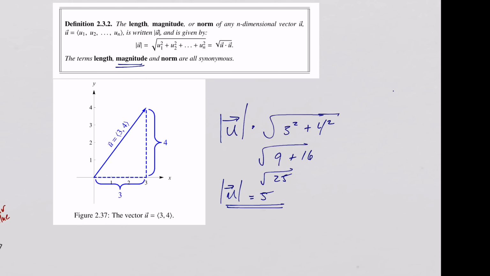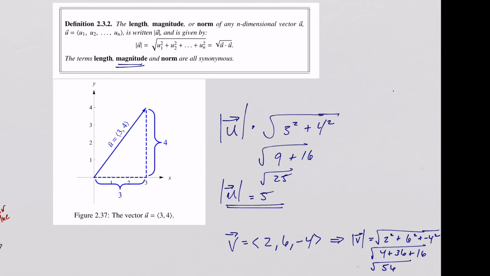I could give you another vector, and I'll give you vector v in 3 dimensions. We'll say that v is equal to this vector 2, 6, and negative 4. The same process follows for finding the length or the magnitude. If our goal is to find the magnitude of v, then we're just going to do the square root of the first term squared, so 2 squared plus 6 squared plus negative 4 squared. We can simplify that: it's the square root of 4 plus 36 plus 16, and so that's going to be the square root of 56. That is the length or the magnitude of vector v. So that works for any dimension, any n dimensions of a vector.